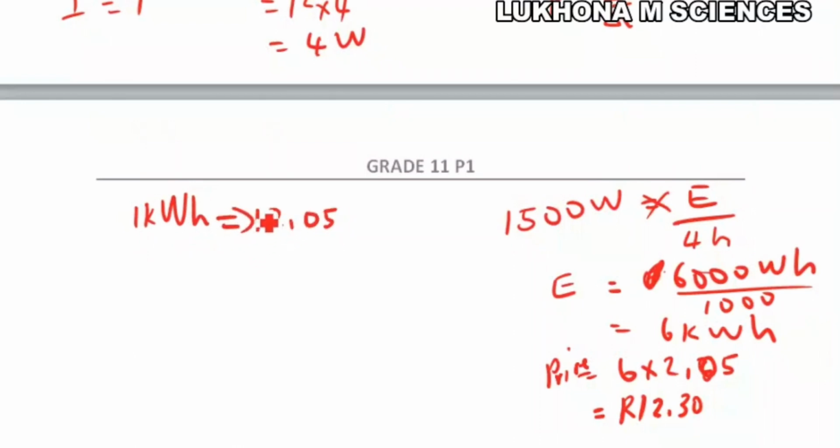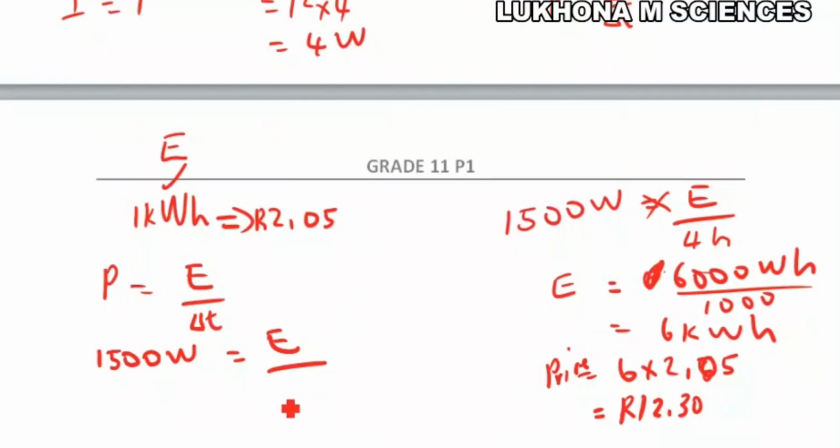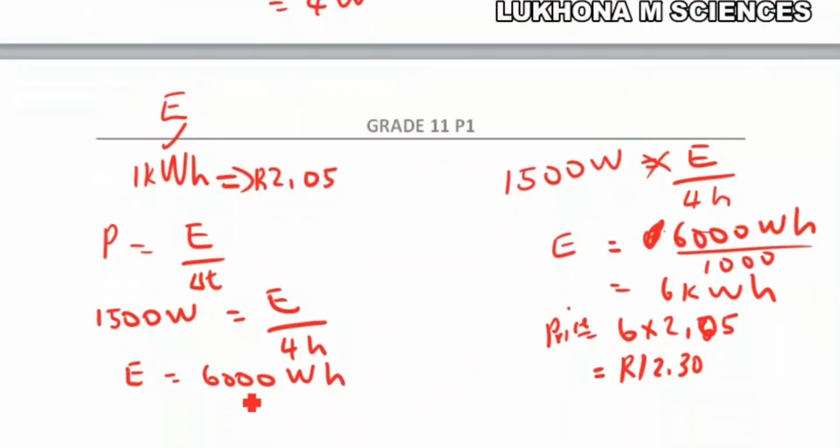You are given the power, so you say power is equal to energy divided by delta T. This is the energy. So we calculate the energy. The power is 1500 watts, which is equal to energy over our time, which is 4 hours. Then if we cross multiply, the energy will be equal to 6,000 watt hours. Then you divide by 1000, introducing the kilo, and it becomes 6 kilowatt hours.